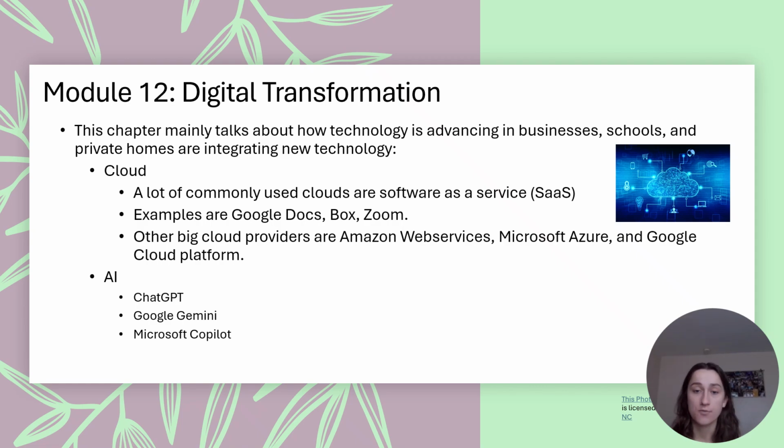Examples of software as a service clouds would be Google Docs, Box, or Zoom. And then other big cloud providers that are really commonly used would be Amazon Web Services, Microsoft Azure, and Google Cloud Platform. A couple examples of AI that you probably have used before, maybe a couple times a week, or every day, would be ChatGPT, which is one of the biggest ones right now, Google Gemini, and Microsoft Copilot.